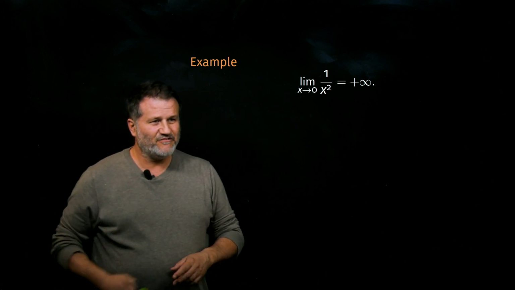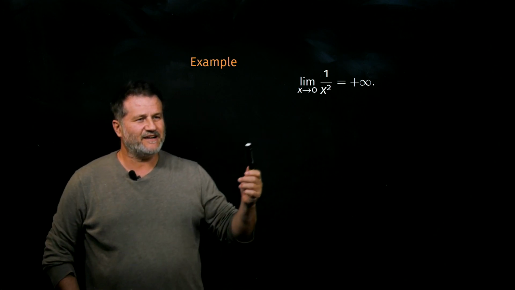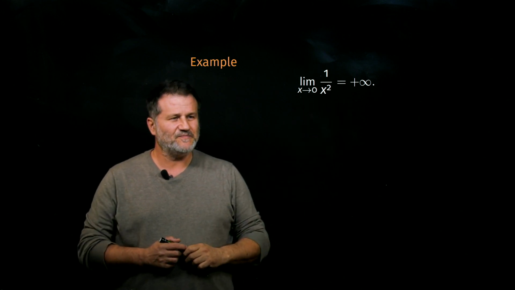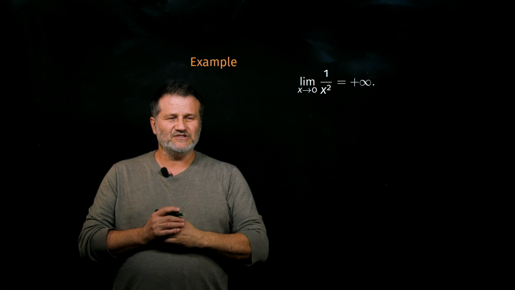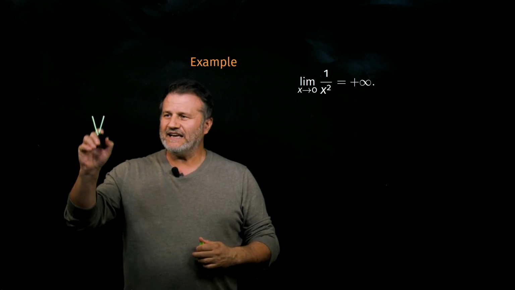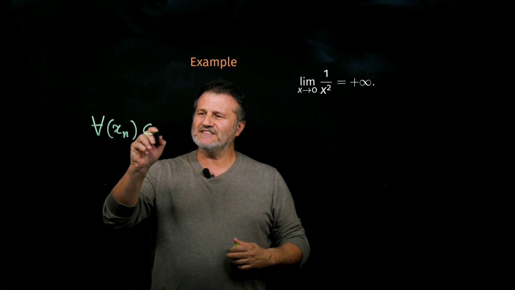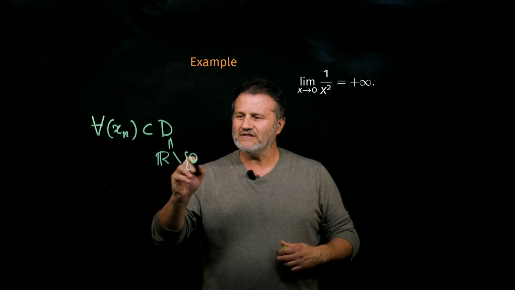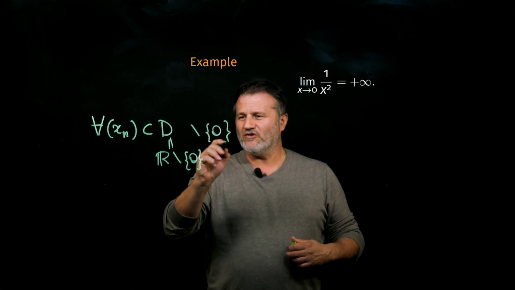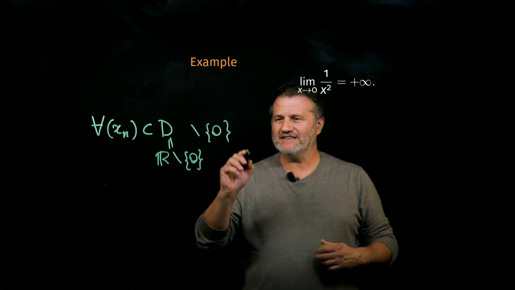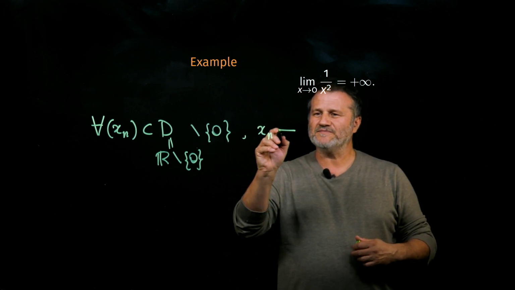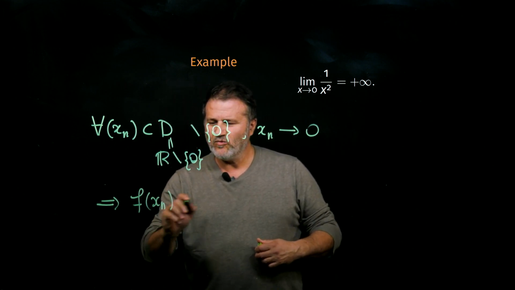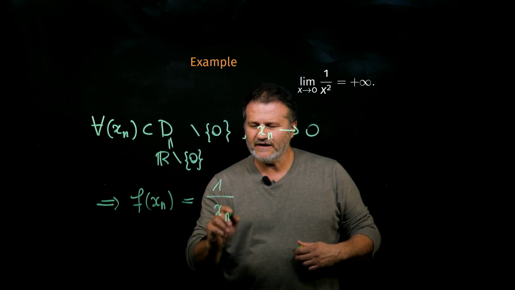Here we have this limit for x going to 0 of 1 over x squared. It is clear that the function 1 over x squared is defined for x different from 0. Now, to verify this according to the definition, we have to see what happens when we take a generic sequence of points xn in the domain D, which is, by the way, in this case, the real line except 0, different from 0. They are automatically different from 0 if we take them in the domain D, and such that they go to 0. Now, in this case, the value of the function would be 1 over xn squared.